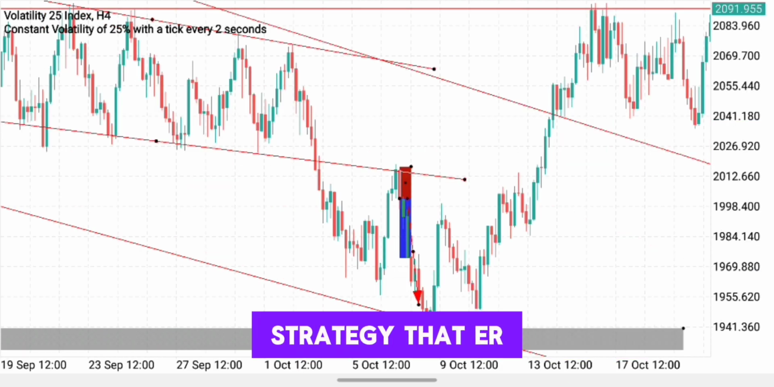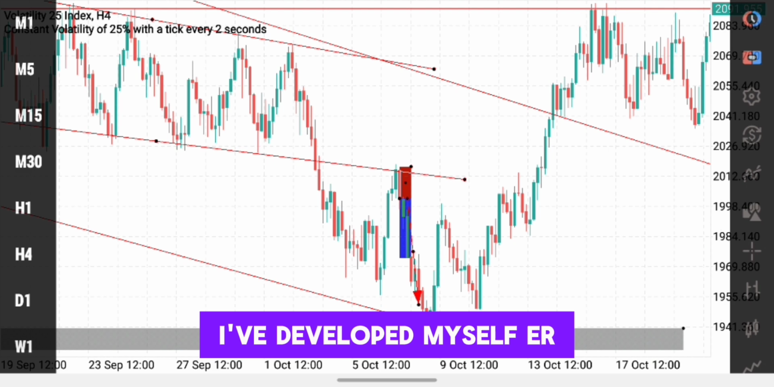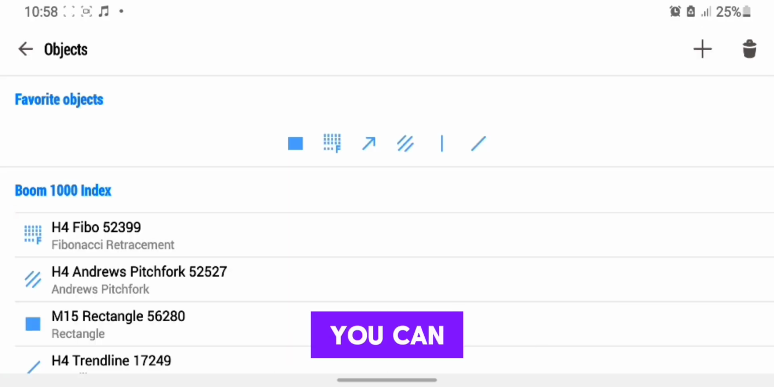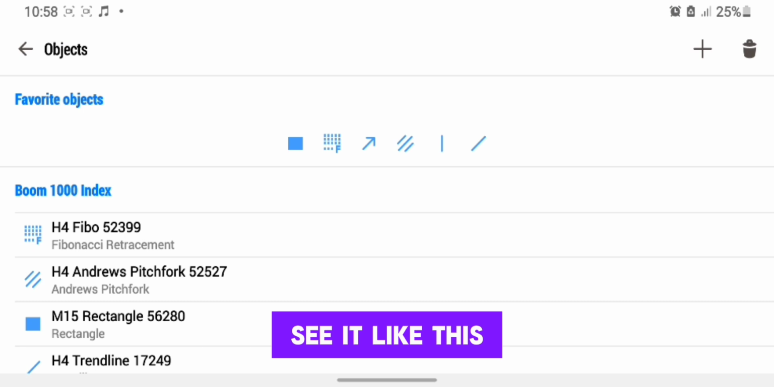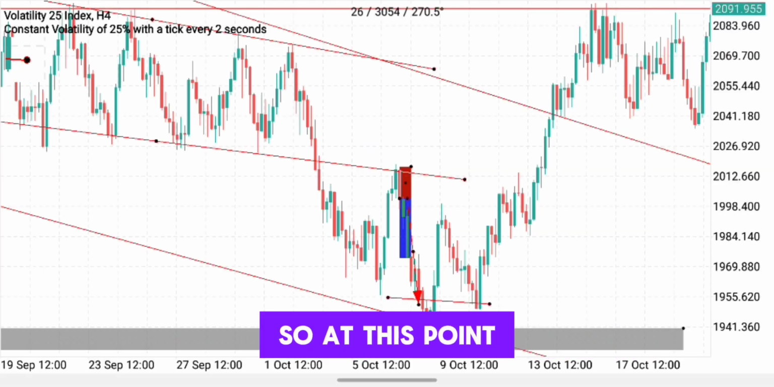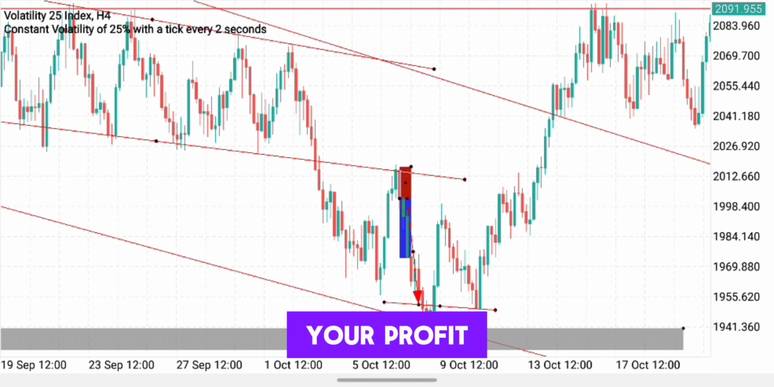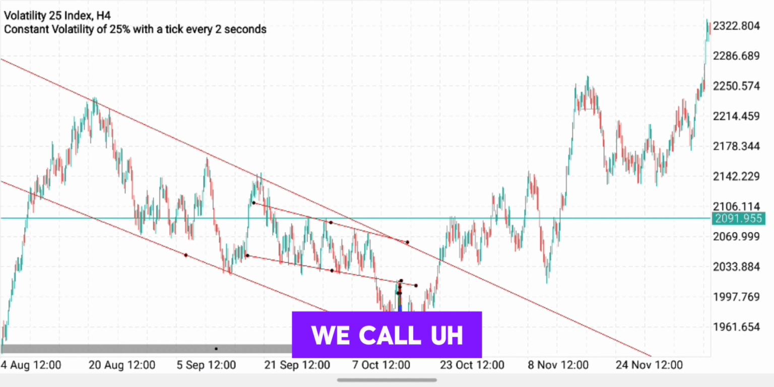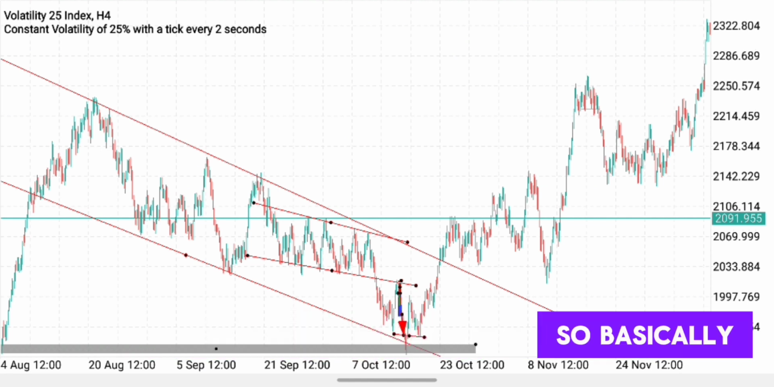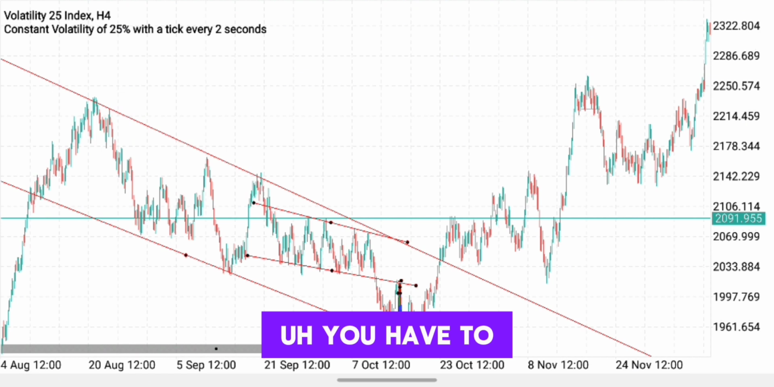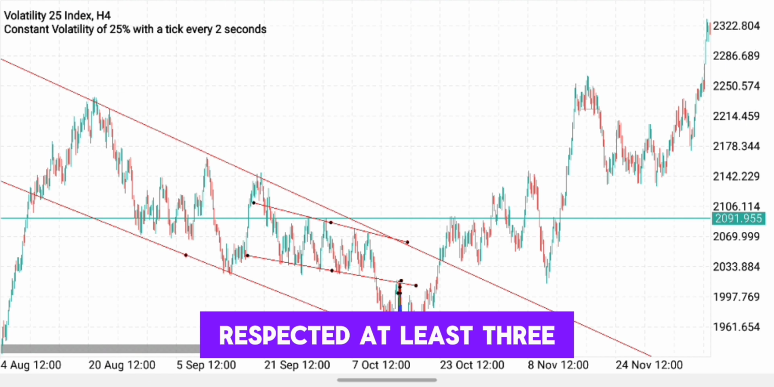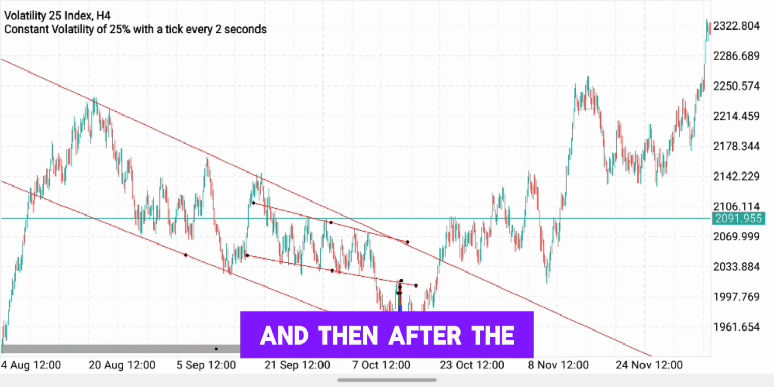But this is a strategy that I've developed myself. You can see it like this. Let's put this one. At this point, you can just take your profit and then leave the market. So this is what we call the trendline breakout strategy. Basically, you have to look for a trend line that is respected at least 3 times, and then after the breakout you wait for your retest and then you enter the market. Without those things, please do not enter the market.